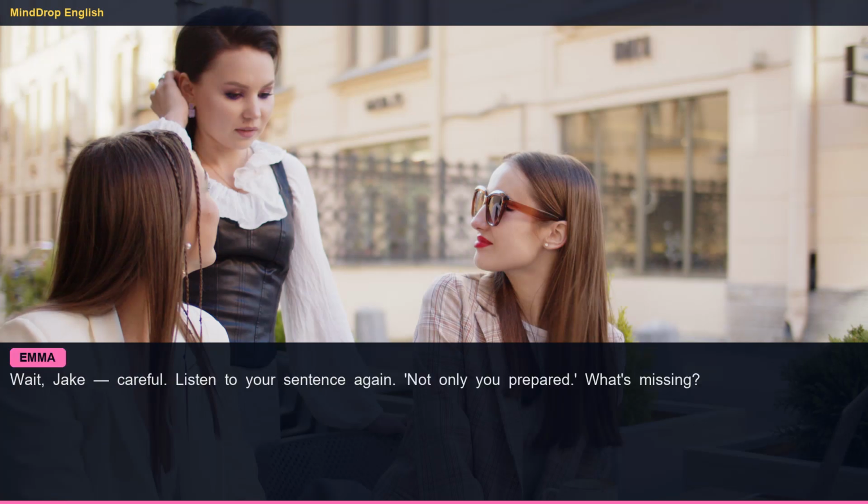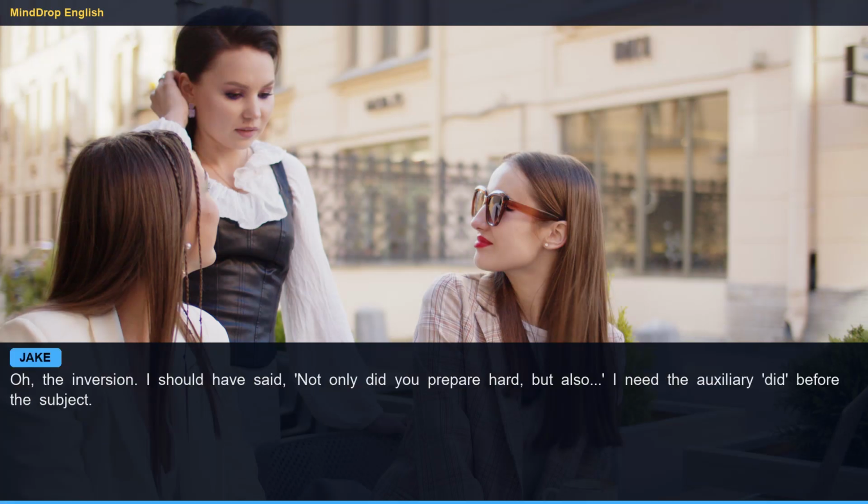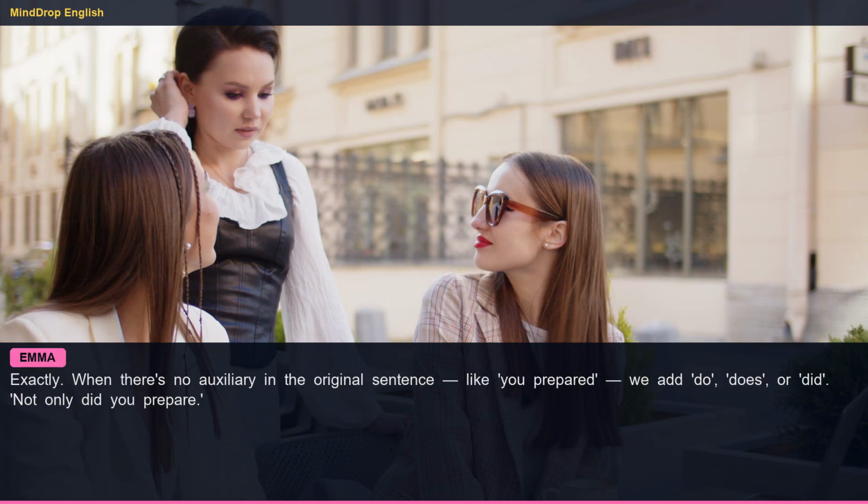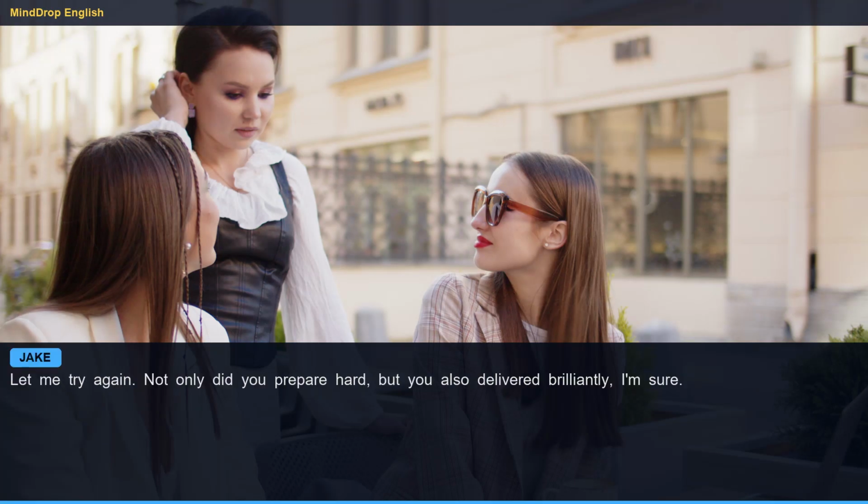Wait, Jake. Careful. Listen to your sentence again. Not only you prepared. What's missing? Oh, the inversion. I should have said, not only did you prepare hard, but also. I need the auxiliary, did, before the subject. Exactly. When there's no auxiliary in the original sentence, like, you prepared, we add do, does, or did. Not only did you prepare. Let me try again. Not only did you prepare hard, but you also delivered brilliantly, I'm sure.